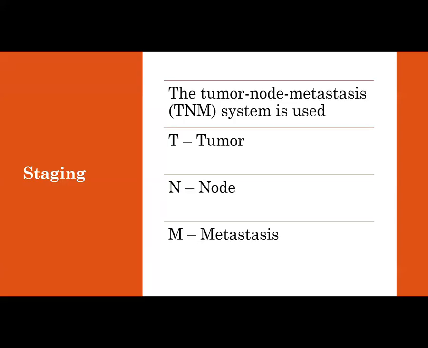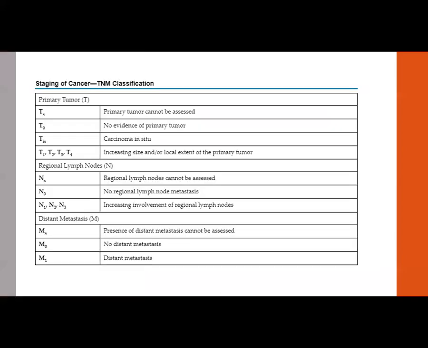Staging, we tend to use the tumor node metastasis or the TNM system. So T stands for tumor, node stands for nodes like the lymph nodes, and M means metastasize. So this is another example of the TNM classification, where it's kind of telling you where the primary tumor is, which regional lymph nodes are involved, and distant metastasis.